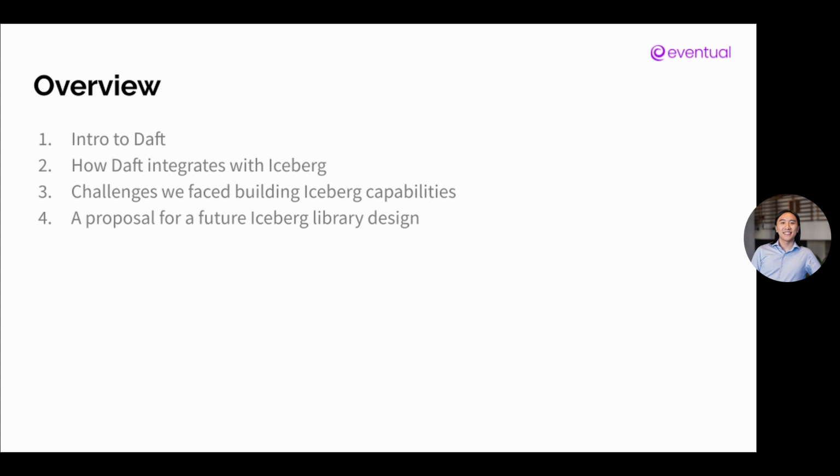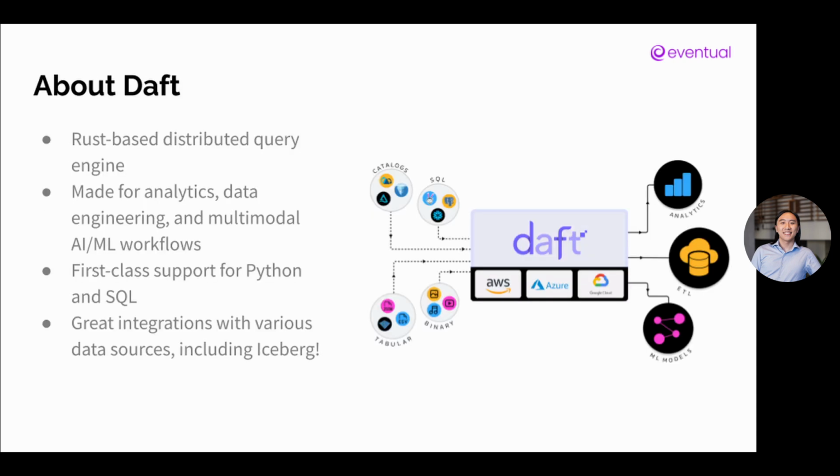So Daft is a Rust-based distributed query engine. It's made for various workloads, including analytics, data engineering, and multimodal AI/ML workflows. It has first-class support for both Python as a data frame library, as well as SQL, and it has great integrations with various table formats and data sources, including, of course, Iceberg.